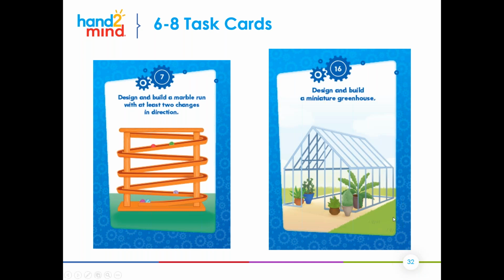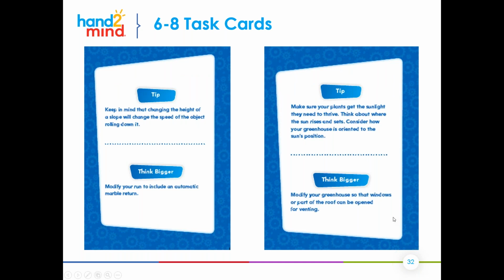And then design and build a miniature greenhouse. So let's flip these over. For the marble run, keep in mind that changing the height of the slope will change the speed of the object rolling down it. And then the think bigger is modify your run to include an automatic marble return. I probably have just a handful of students that would be able to tackle that think bigger, but again, it can be an enriching task for your challenge students. And the height of the slope and that changing the speed, that's again a reinforcement. And for the greenhouse, it's just make sure your plants get the sunlight they need to thrive.